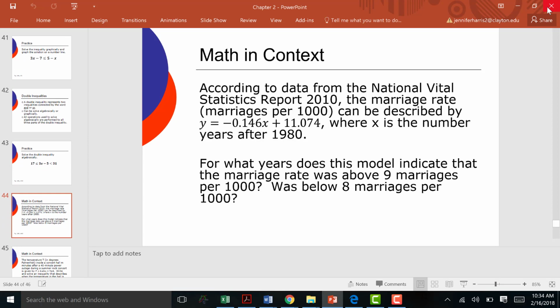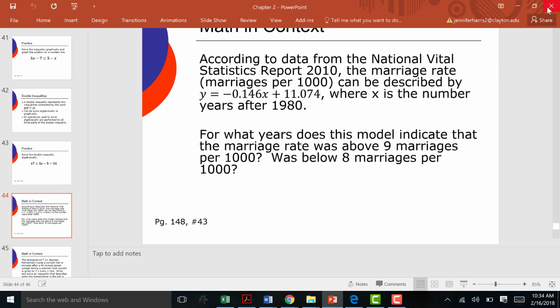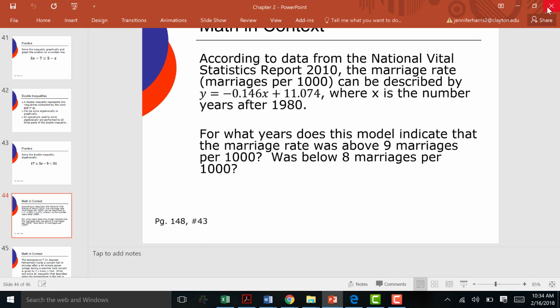Alrighty. Everything relates back to real life, right? All of this does. Alrighty. So, let's see if we understand what we're talking about here. According to the data from the National Vital Statistics Report in 2010, the marriage rate, when it says per thousand, it just means we're looking at 1,000 marriages. So just look at a group of 1,000 marriages. So the marriage rate per thousand can be described by this function or this equation.